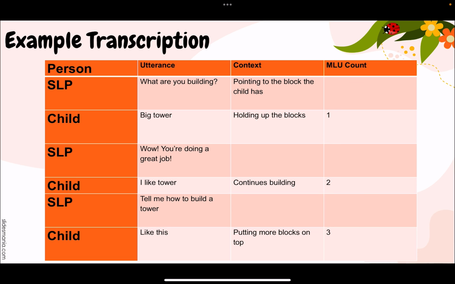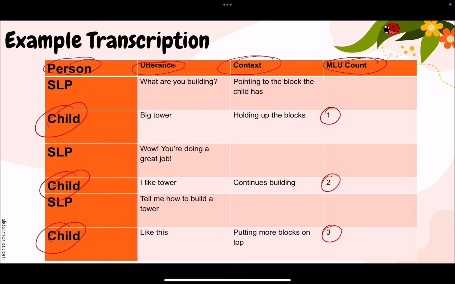This is an example of what a transcription might look like. So when you're setting it up, we have the people who are involved. We have the utterances, the context, if we have it. We don't always have context because sometimes we just have audio. We don't have video, and so we can't write down the context. And then MLU count, or you could do your T unit count. So remember that MLU count is only the child, that we're not looking at the SLP or any other adults. It's only the child that we're analyzing.